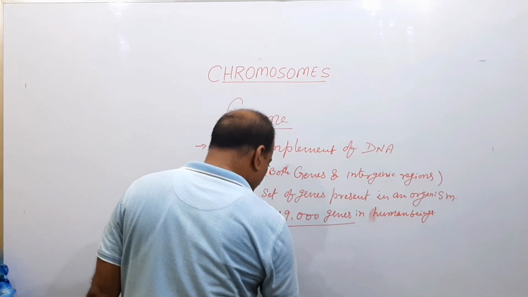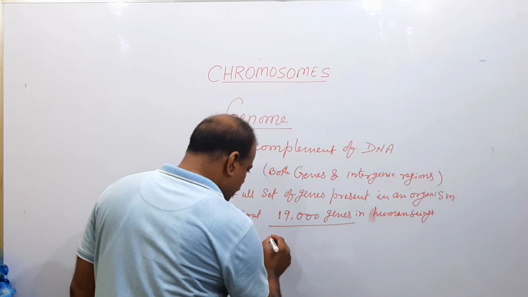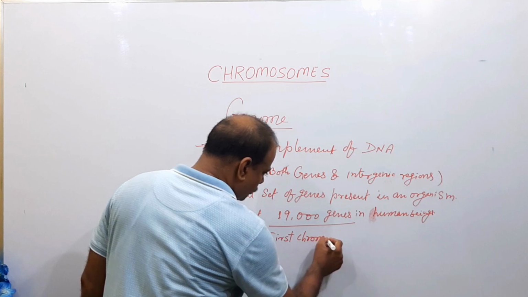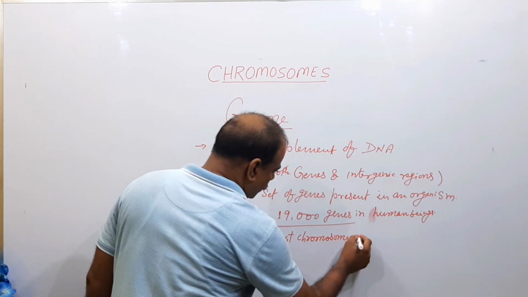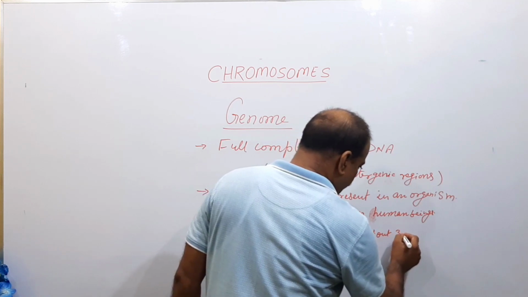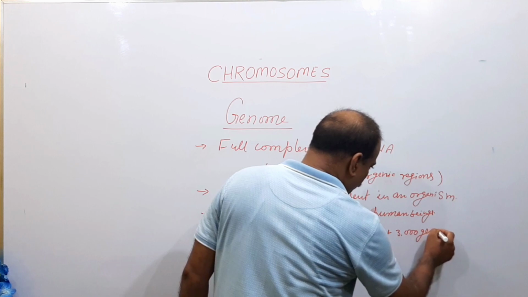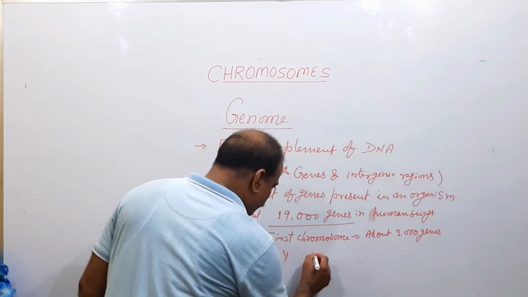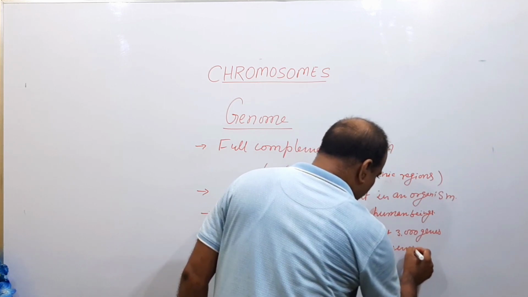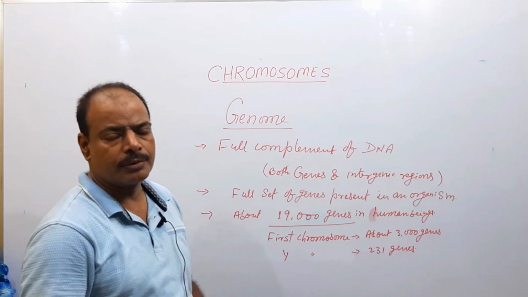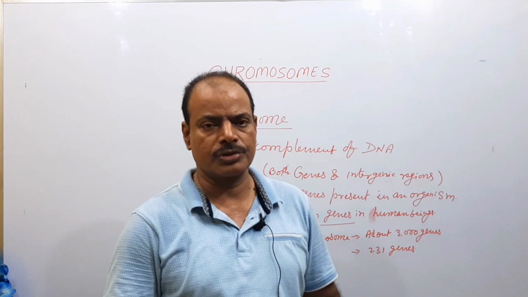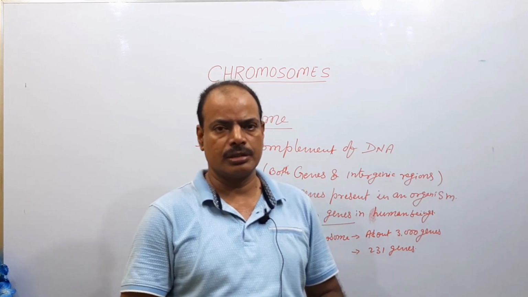Here the first chromosome, first set of chromosome contain about 3,000 genes, whereas Y chromosome contains about 231 genes. So in this way, total number of genes means full set of genes present on the chromosomes are collectively known as genome.